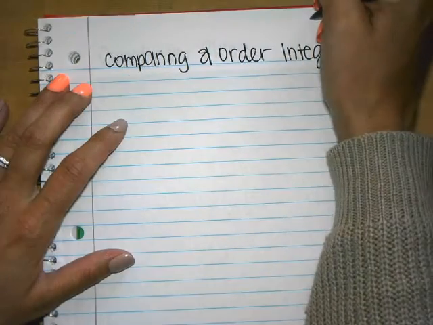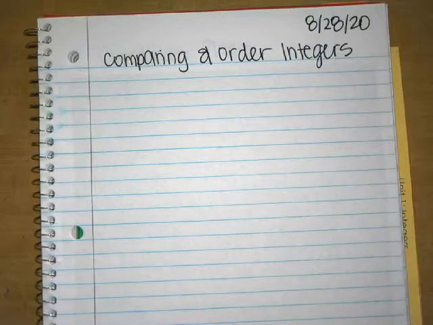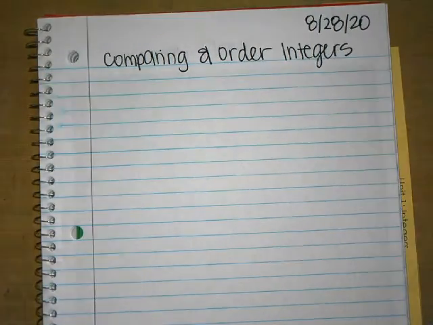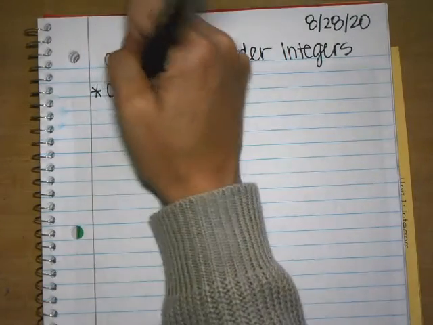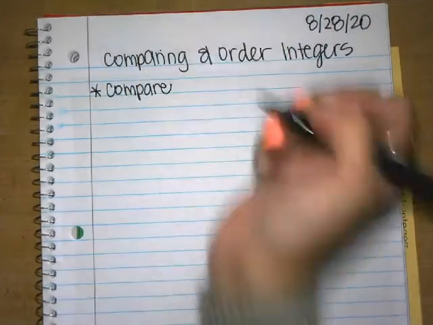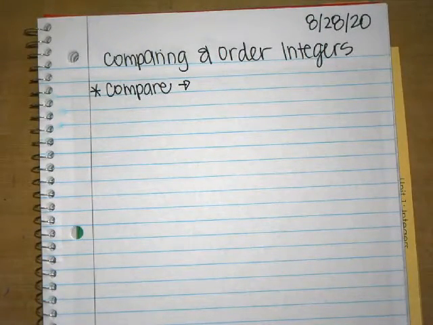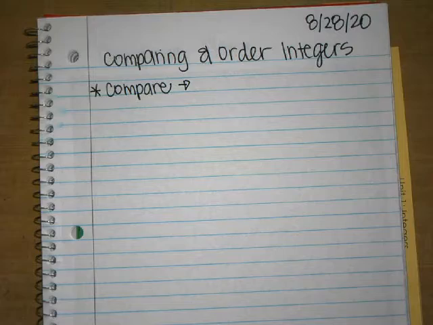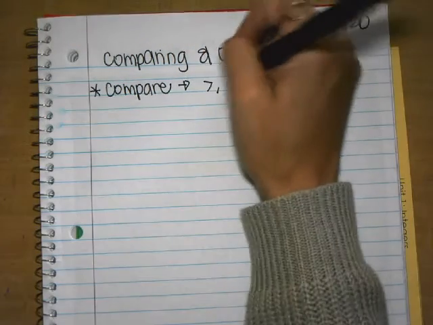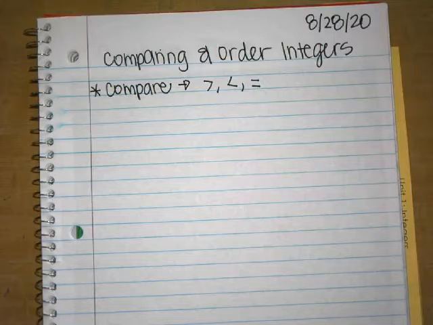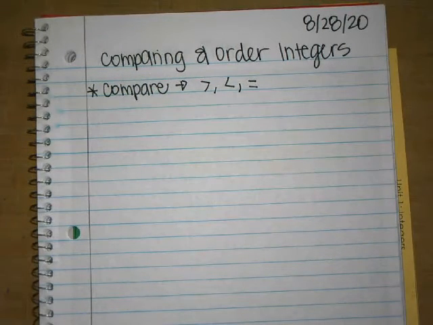Same thing, write the date up top, 8, 28, 20. And we're going to start off with comparing. When I say compare, what do I mean? Perfect. I want my greater than symbols, my less than symbols, or my equal to symbols. Nope, 28.